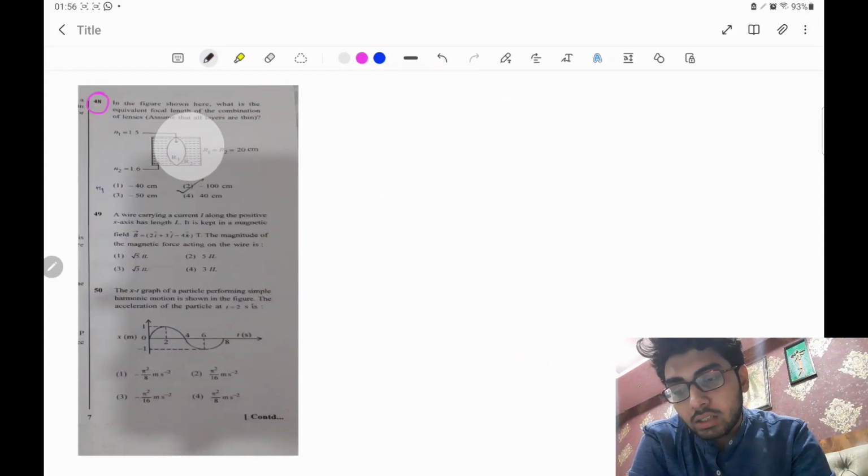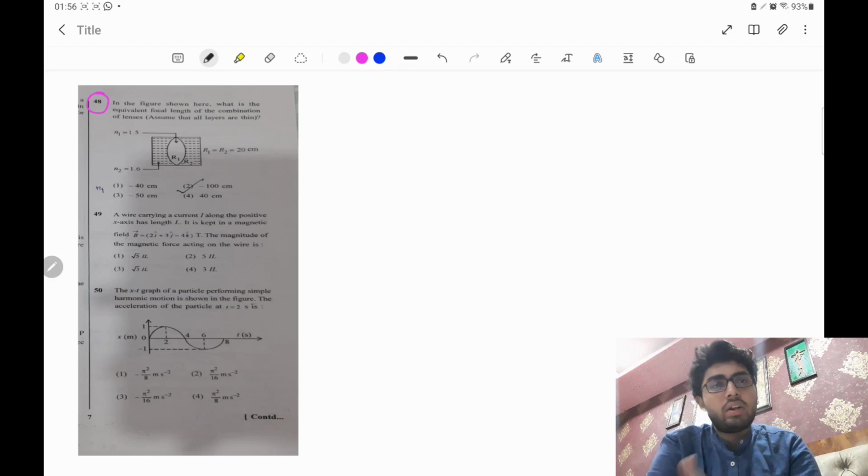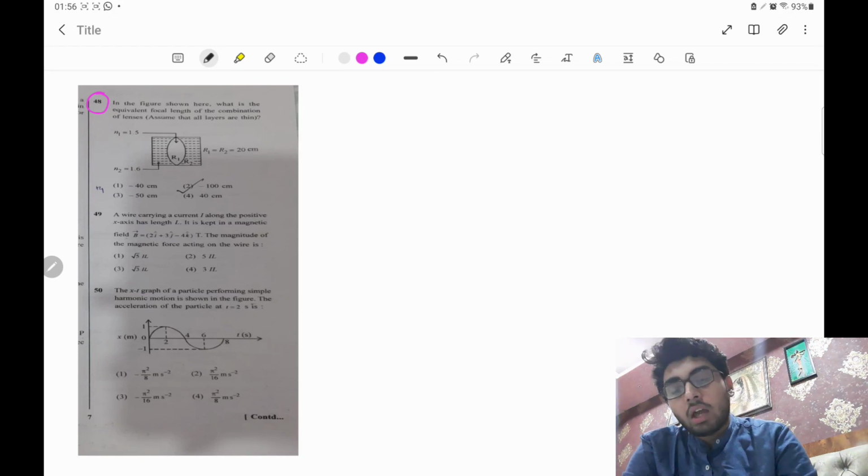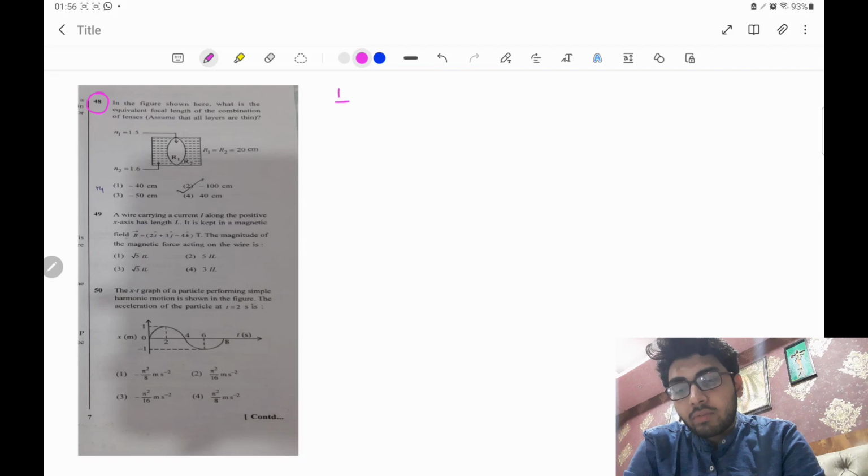In this particular figure, what will be the equivalent focal length for the combination of lenses? I already told you in a previous question that the formula for the combination of lenses is 1 by f equivalent equals 1 by f1 plus 1 by f2 plus 1 by f3 and so on. The same thing happens here also.